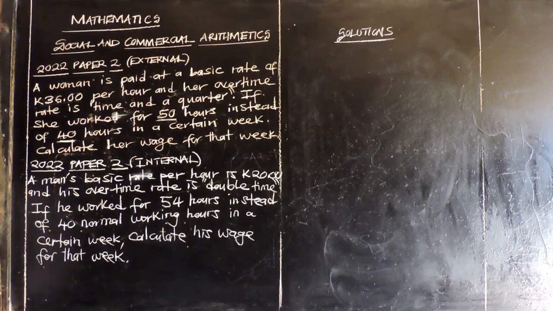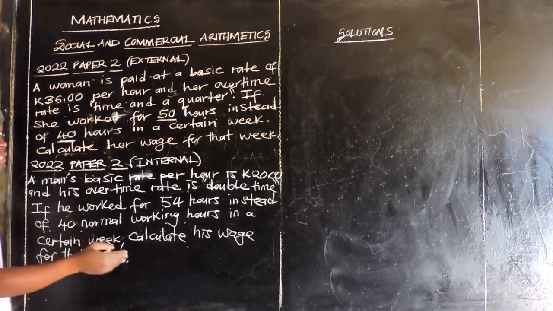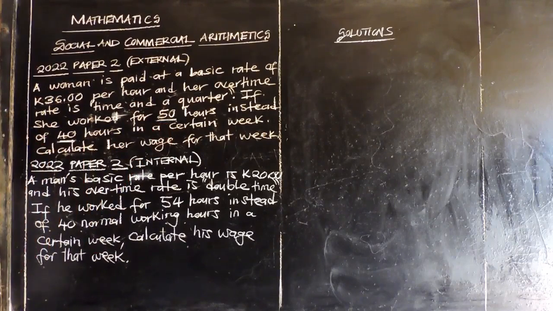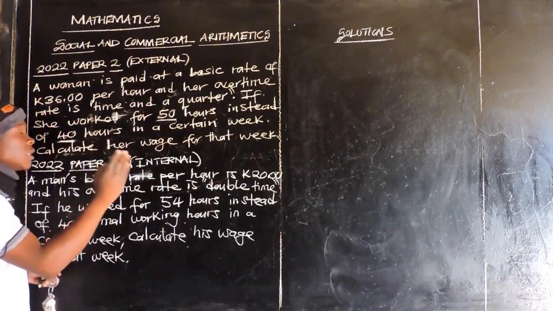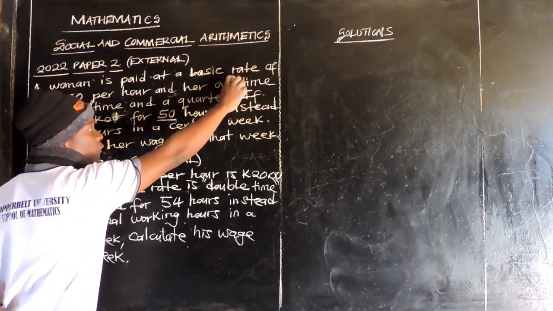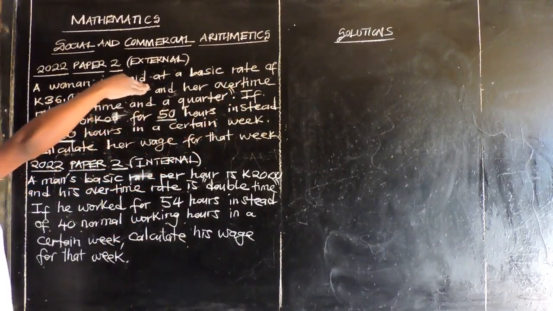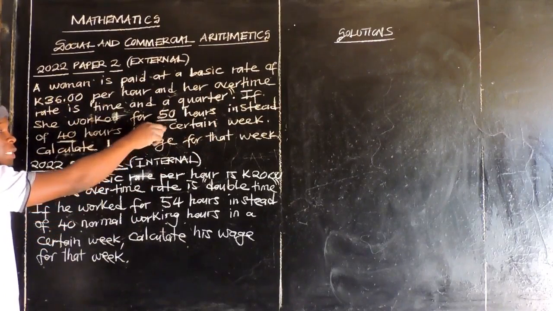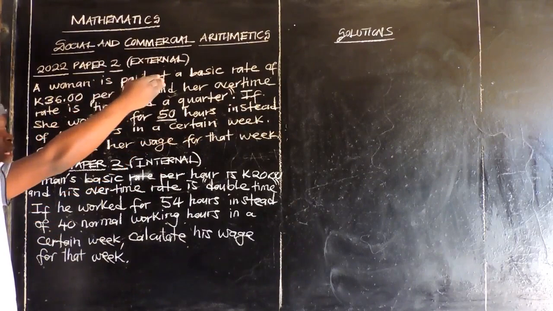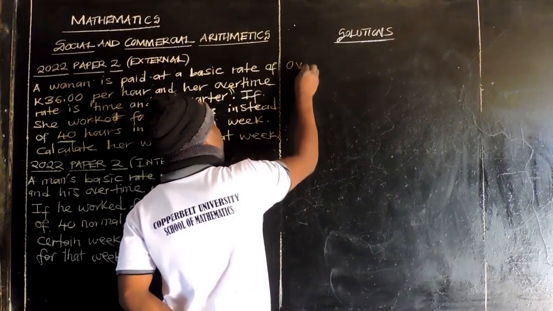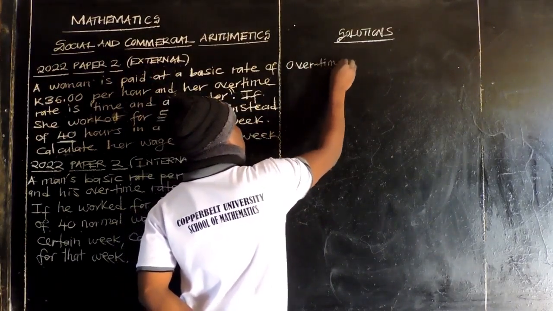Are we together? Now they want the amount of money she had in the week she worked for 50 hours instead of 40 hours. So for you to answer this question, first you need to find overtime, the amount she got for working for 10 hours. Because she was supposed to work 40 hours, but she worked for 50 hours, meaning you have a 10 hours plus sign. So let us find overtime. Are we together, people?